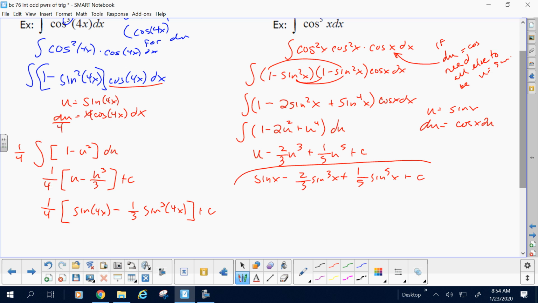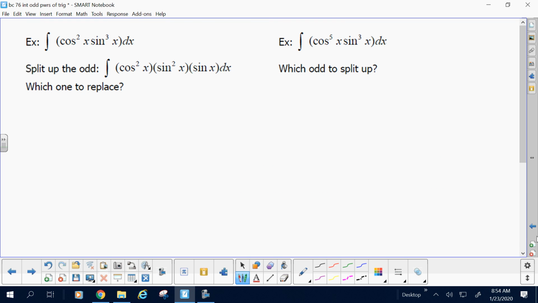Are we cool? Are you with me, people? Yes. Okay. Again, just little variations on the theme. So in this case, when you get multiple terms, you should always focus on the odd term, because that's the one you're going to split up. You're not going to split up cosine squared. It's great the way it is. You want to split up the sine cubed, like I did there. All right.